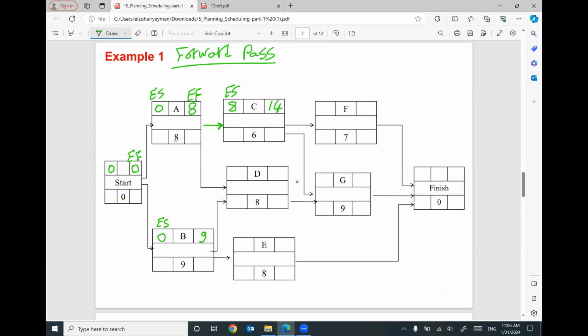For activity D, be careful, because we have two arrows coming in. The first arrow will give you 8 as early finish, so I should put 8 here. The second arrow is coming from activity B with early finish 9, so I can put 9 here. Which number am I going to use, the early finish 9 or the early finish 8? I'm going to use the biggest number, which is 9.